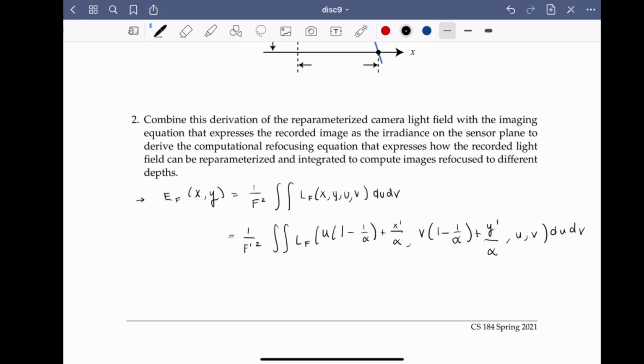In the solutions, you'll also see that they wrote it as 1 over alpha squared, f squared. These two are just the same thing.